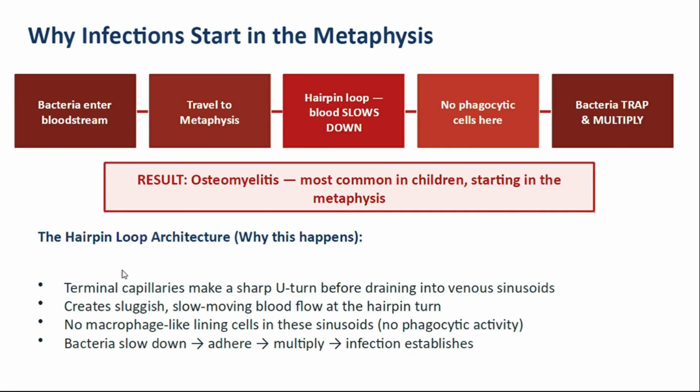The hairpin loop architecture. This is a potential MCQ question. The terminal capillary makes a U-shaped turn before turning into venous sinusoids. The artery goes and makes the U-shaped turn and drains into the veins, the venous sinusoids. This creates slow moving blood flow at the hairpin turn. So there are no macrophages, like lining cells, in these sinusoids. So there is no phagocytic activity. Due to lack of phagocytic activity, it is more prone to infections.